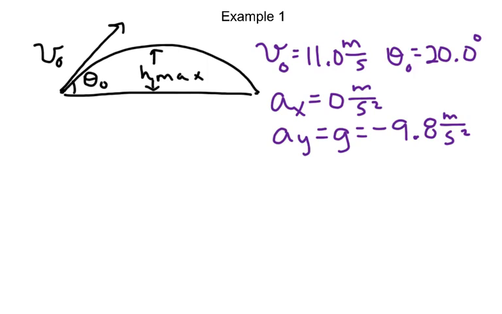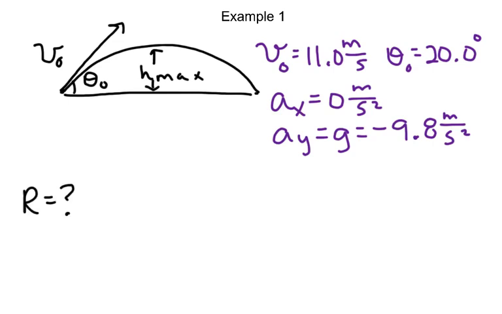So we have some givens here. The initial velocity is 11.0 meters per second at an angle of 20 degrees above the ground. The acceleration in the x direction is 0, and the acceleration in the y direction is just the acceleration due to gravity g, which is equivalent to negative 9.8 meters per second squared if we assign up as positive.